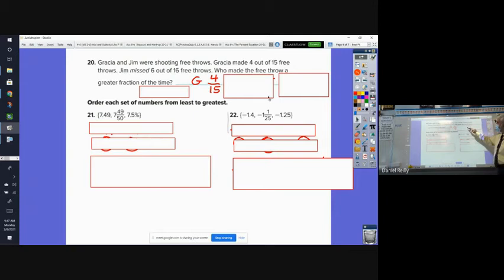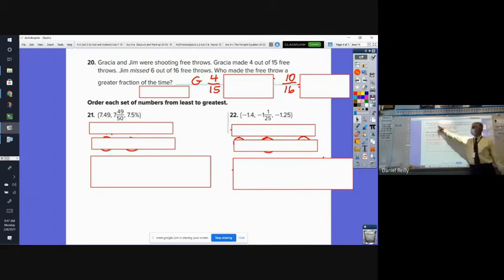10 over 16. How come it's not 6 over 16? The 6 is the ones that he missed, right? So this is something to be careful about when you're reading the problem. He missed 6 out of 16. That means he made 10 out of 16.